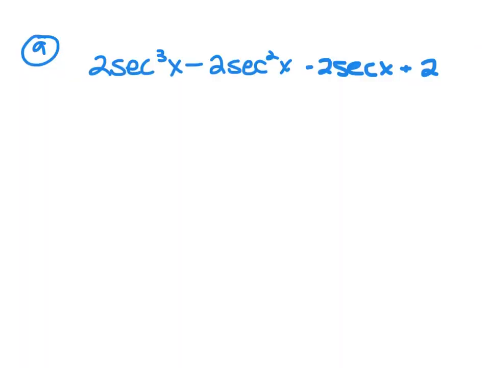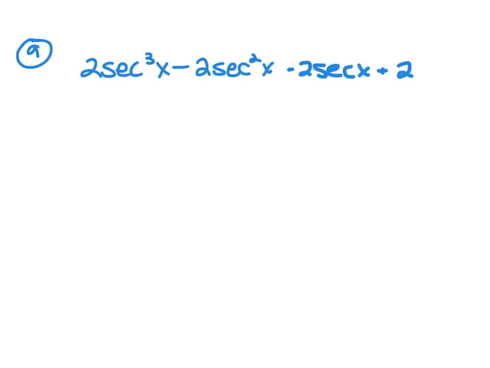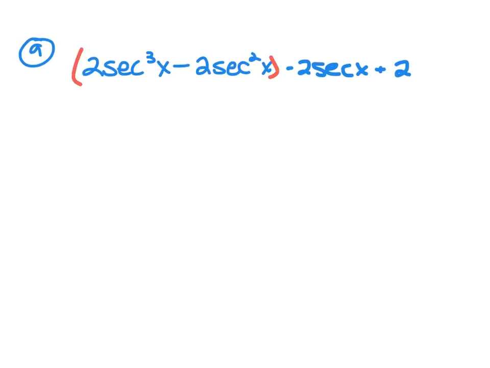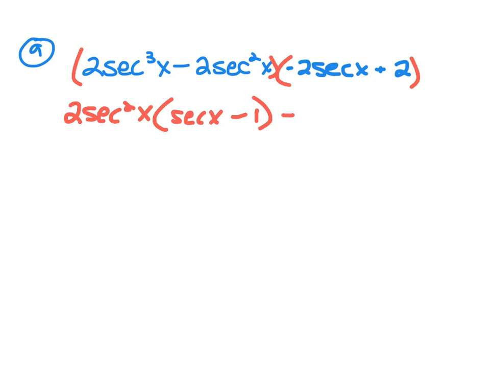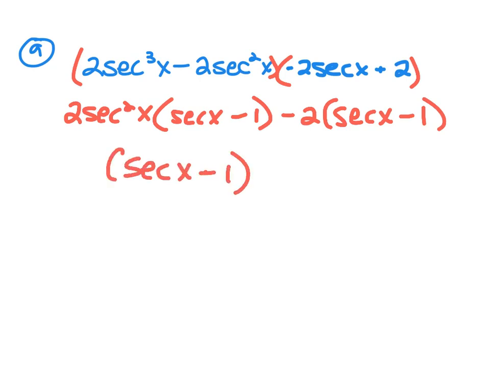All right, 4 terms tells you factor by grouping. So I'm going to group these together. You could take out a 2 from the beginning also, but you don't need to. You can wait. So this would be 2 secant squared x, and this would be secant x minus 1, and then take out a negative 2, and I get secant x minus 1. So then I get secant x minus 1 times 2 secant squared x minus 2.